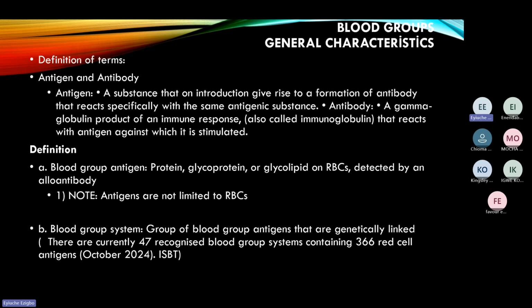And a blood group antigen is a protein, glycoprotein, or glycolipid on red blood cells detected by an alloantibody. You should note that the antigens are not limited to red blood cells alone, as we can see later. Blood group systems are groups of blood group antigens that are genetically linked. Presently we have up to 47 recognized blood group systems containing about 366 red cell antigens as at October 2024, by the International Society for Blood Transfusion.